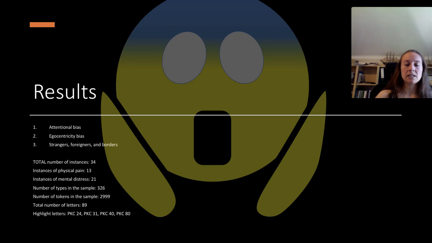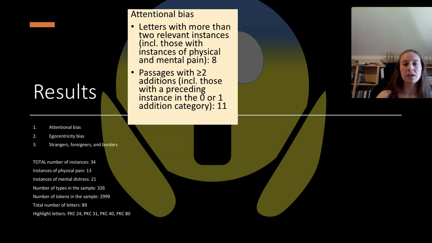If we start with the attentional bias, letters with more than 2 relevant instances, including those with instances of physical and mental distress, are very few. It's only 8 out of our 89 letters. Amongst all the passages that I pulled as relevant, amongst our 34 passages, those with more than 2 additional elements are only 11. 5 relate to physical pain, 6 to mental distress. So again, not a lot.